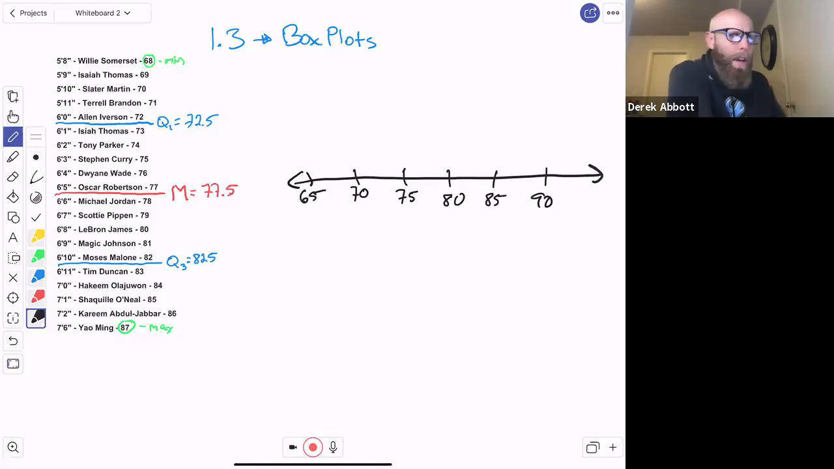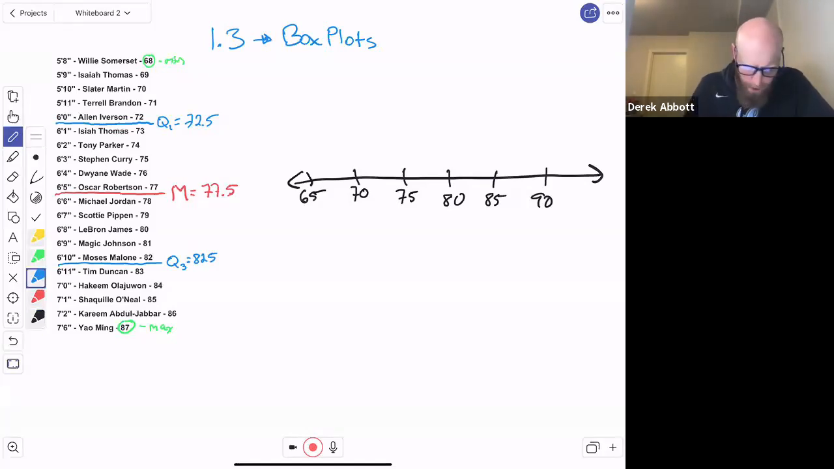So now let's just go ahead and readjust some things real quick for myself. Let's put the dots above where each of these are. So I got a dot at 68, that's the minimal value, sorry. At 72.5, so about 73. At 77.5, that would be about right here. At 82.5, that would be about right here. And then at 87, that would be about right here. So I'm going to put a dot above each of those 5 numbers.